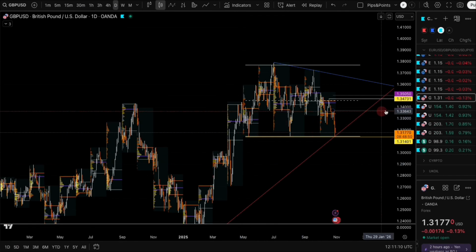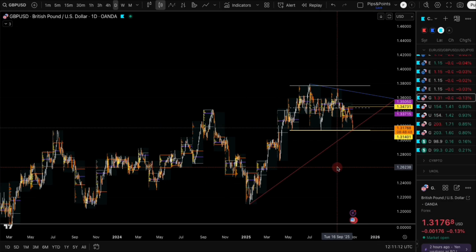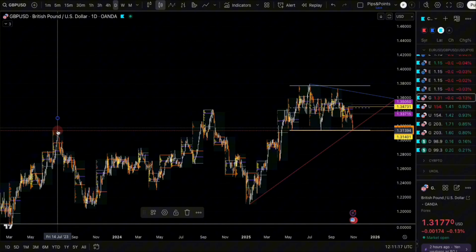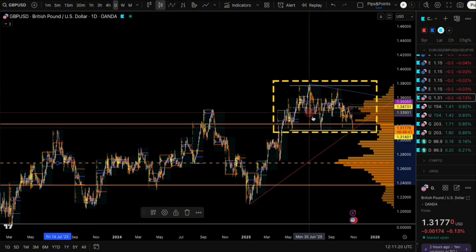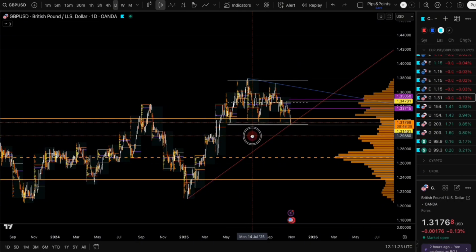So I wasn't thinking about bringing in the anchored volume profile, but I am going to bring it in because we actually need it right now. And why do we need it? Because we've identified a range in this area right here. So the anchored volume profile supports everything that I've just laid on not too long ago in regards to what's happening in the market.